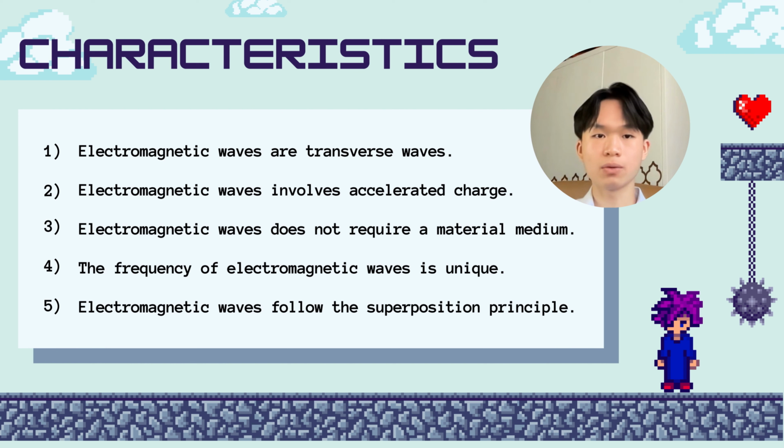Characteristics of electromagnetic waves. First, since they propagate by changing the electric and magnetic fields to make them perpendicular to one another, electromagnetic waves are transverse waves. Second, the creation of electromagnetic waves involves accelerated charge. Third, the propagation of electromagnetic waves does not require a material medium. Fourth, the frequency of electromagnetic waves is unique. Their frequencies remain the same, but their wavelengths change as they travel across different mediums. Fifth, electromagnetic waves follow the superposition principle.